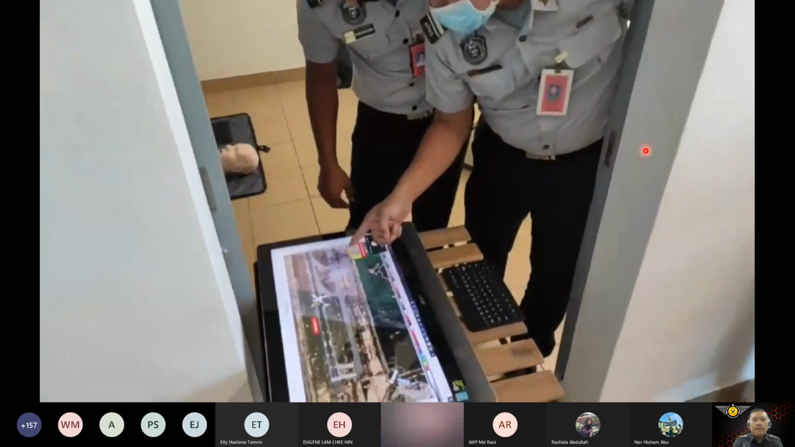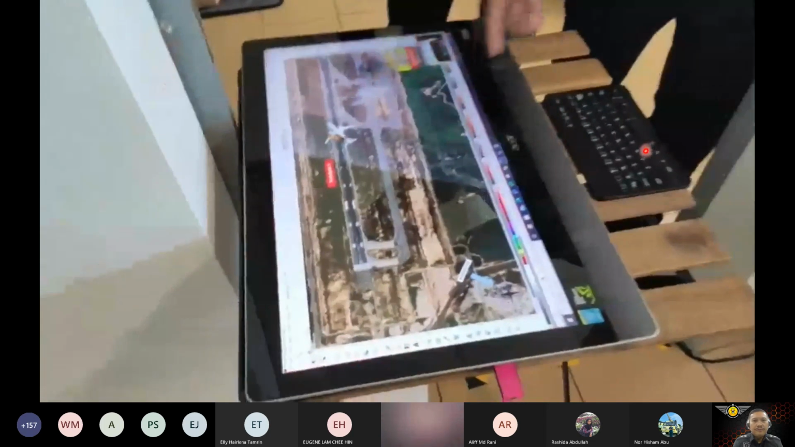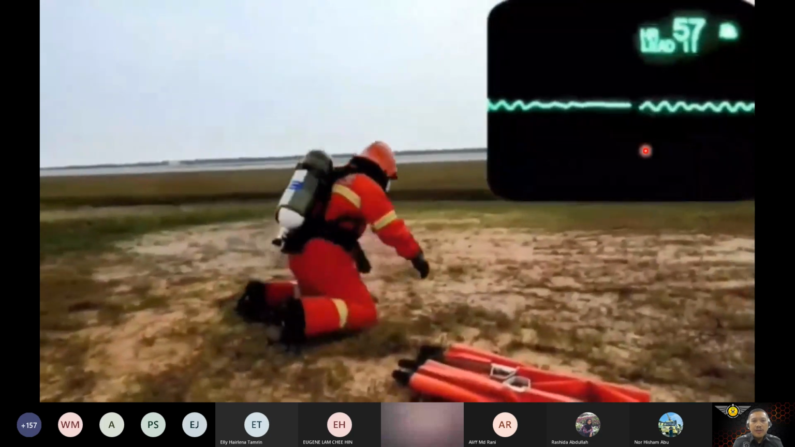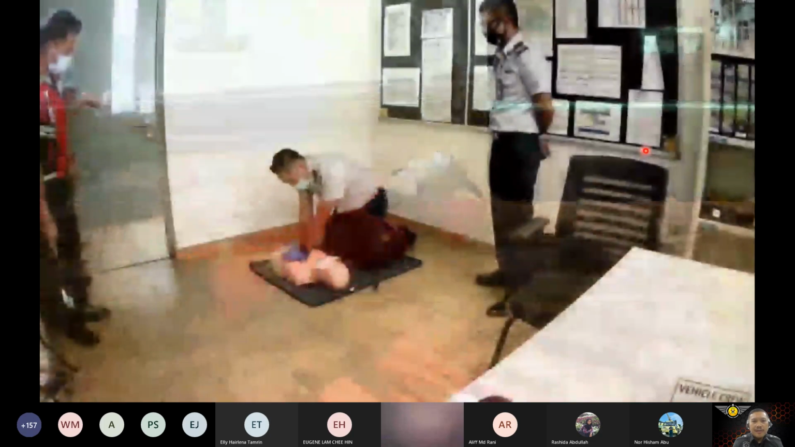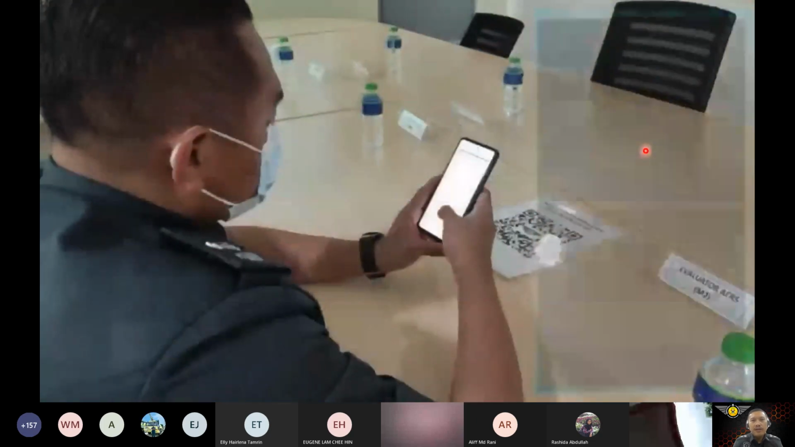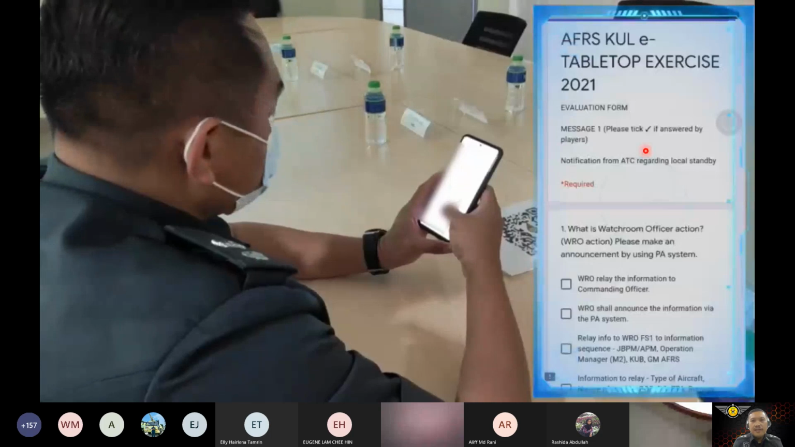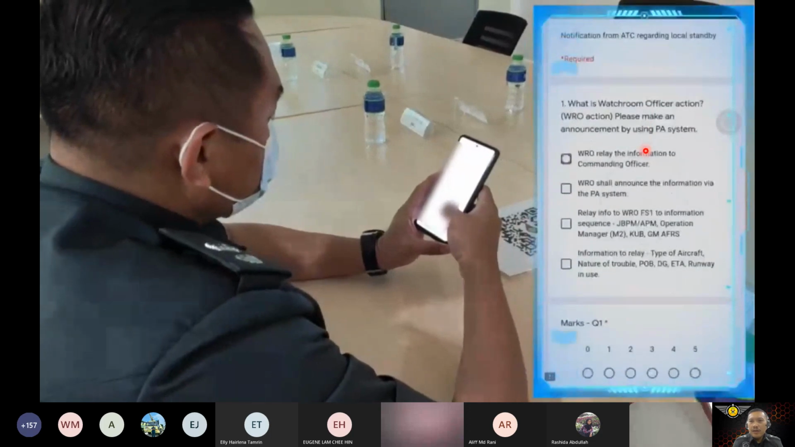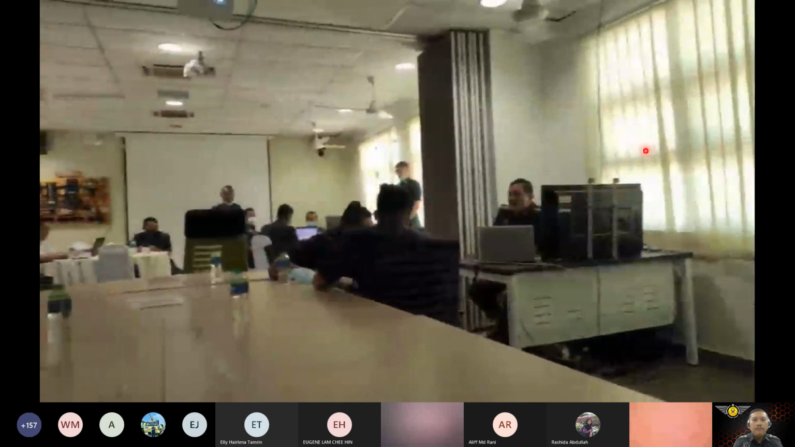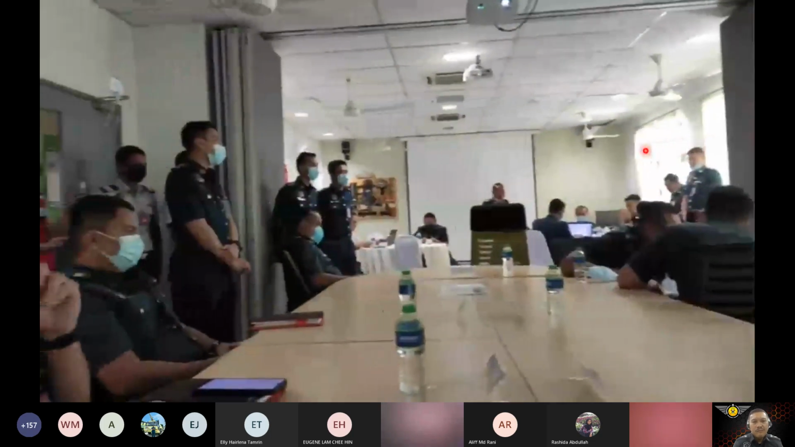There's some simulation for our firefighters on their fire vehicle positioning, as well as some demonstration of CPR, because it is a hybrid tabletop exercise, electronic plus physical. So we are using an e-form for the critique form for the evaluators.